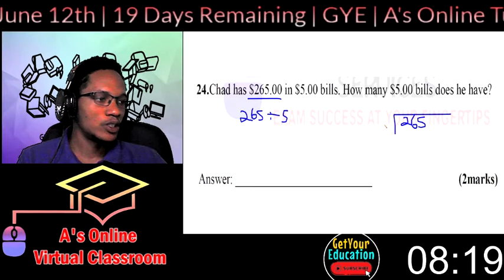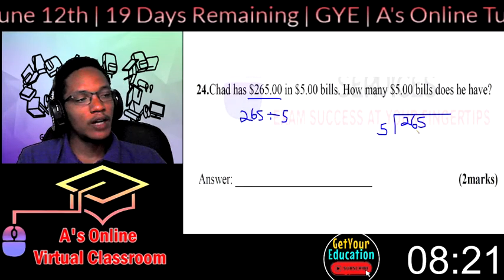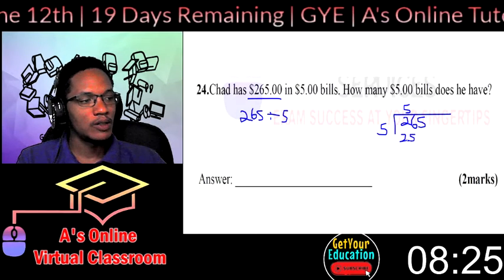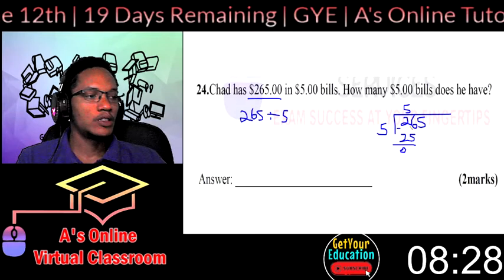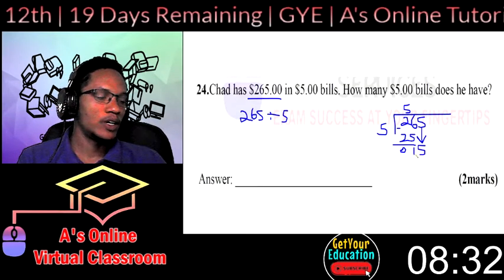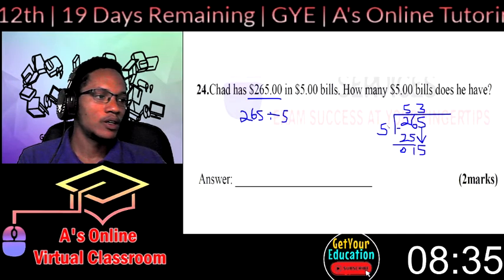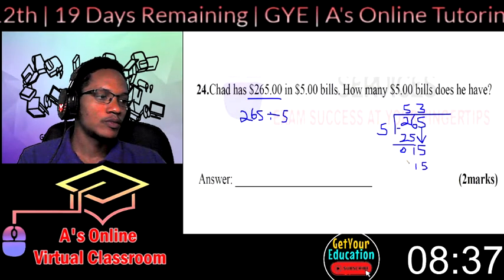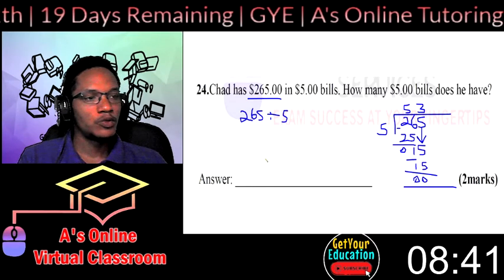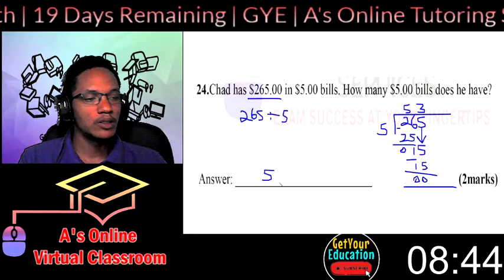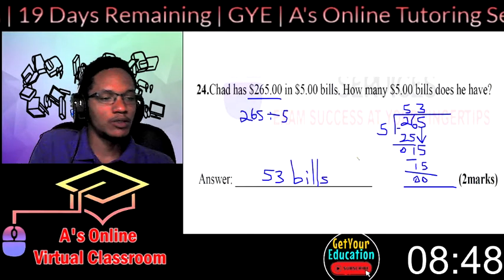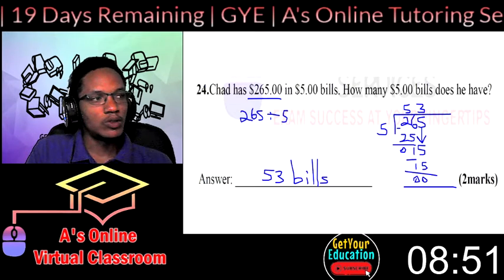We can do a long division here. 5 into 2 cannot. 5 into 26 is 5. 5 5s are 25. We get a remainder of 1. So we bring down the 5. Then we say 5 into 15 is 3. 5 3s are 15. We subtract. So this is 53 $5 bills. Right, very straightforward. Nice simple division for number 24.